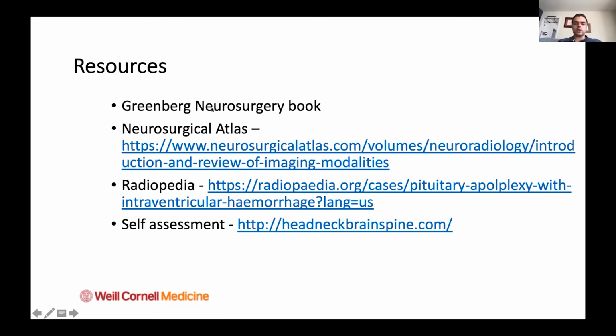And then quickly here, always the Greenberg Neurosurgery book is useful for anatomy and neuroradiology. This link I love. It's the chapter on neuroradiology in the Neurosurgical Atlas, and it breaks down the different MRI sequences really, really nicely. This has been very useful for me early on when I was still kind of trying to identify the different MRI sequences. Radiopaedia, always a great one. I follow them on Twitter or Facebook, and they sometimes have fun links.